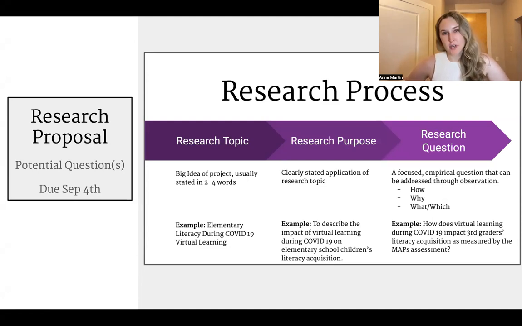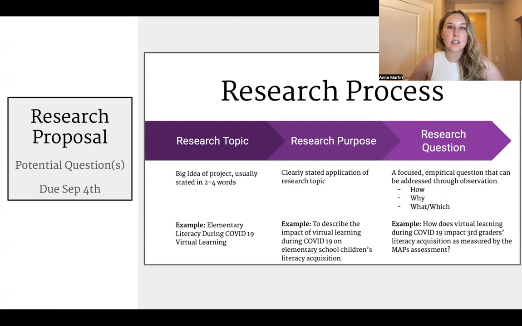You don't need to upload a document. You can just type in the box because it's going to be short. You're going to state a couple words about what your research topic is, and then you are going to submit your first draft of a research question, or a couple questions if you want feedback.